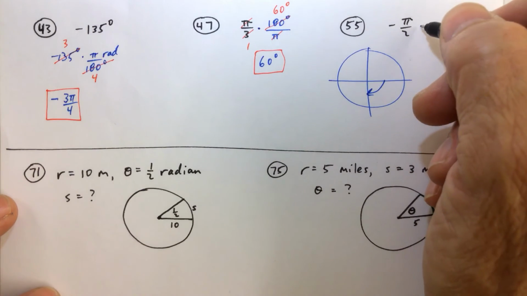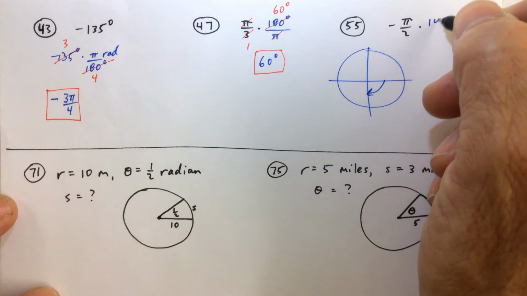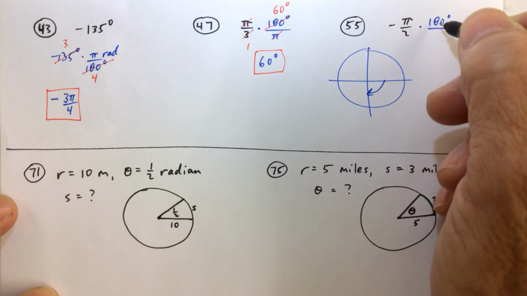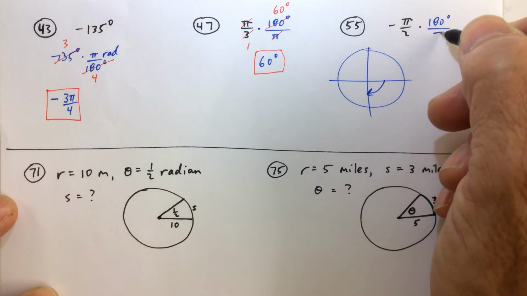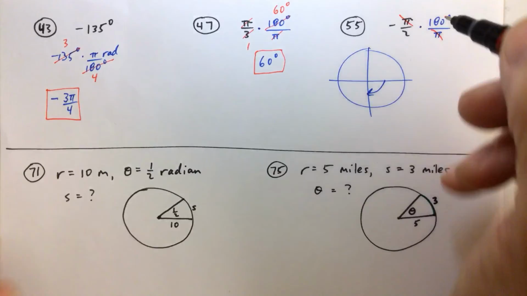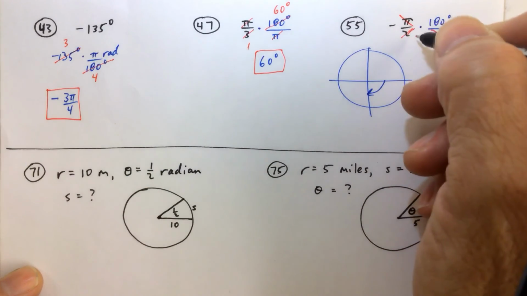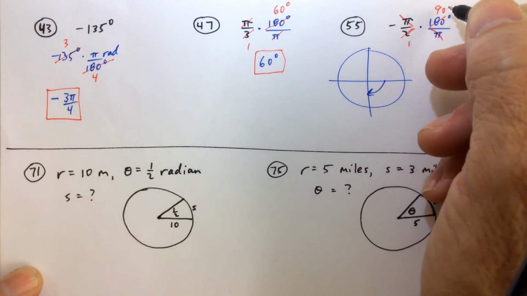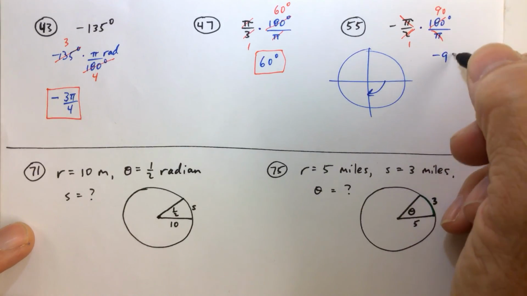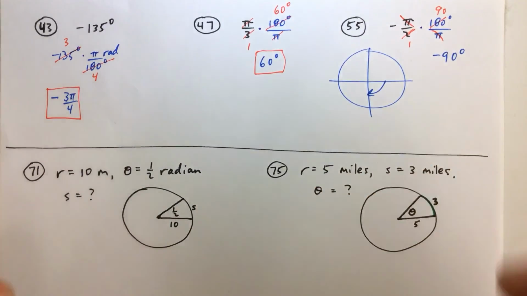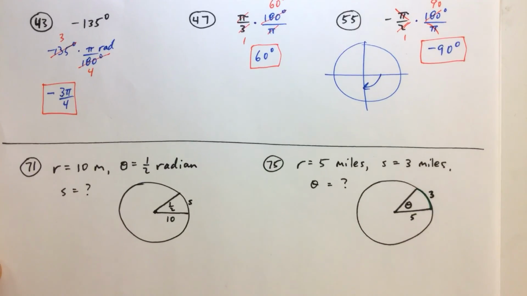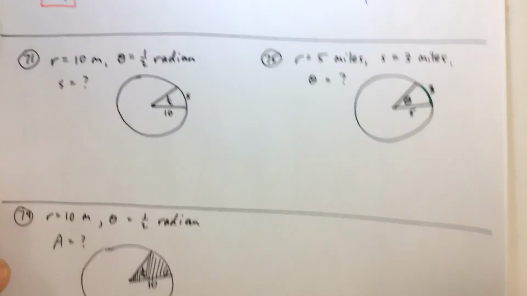But like I said, if you forget or if you get stuck, you can always convert from radians to degrees by multiplying by 180 degrees over pi radians. And again, the radians cancel. 2 divides evenly into 180 90 times, and you get negative 90 degrees, and that's it. I think I will hold off and do the next few problems in the next video.